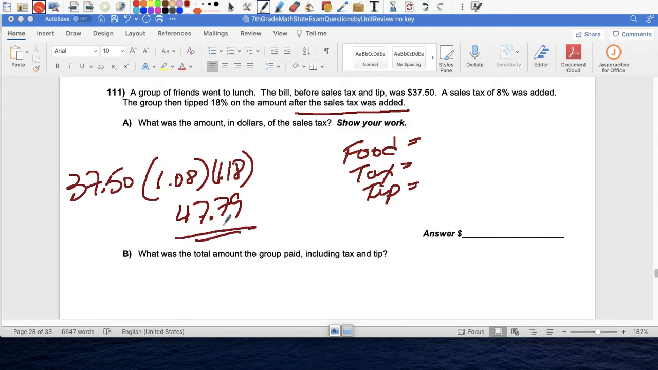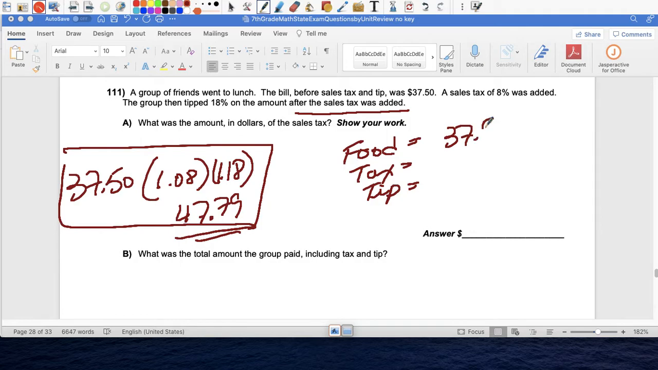Okay, that would have been the total. But you know what? Again, I'm not reading the question. It says, what's the amount in dollars of the sales tax? So let's just leave this for later. Food, $37.50. They actually want to know what the tax is. So you would do $37.50 times 0.08. The tax itself is $3. That would have been the answer to part A. You would show this, $37.50 times 0.08, and that's the answer.